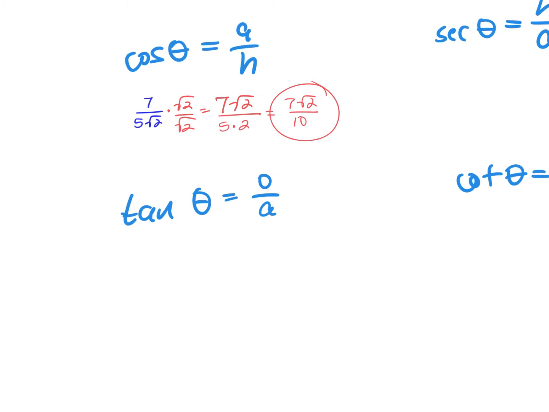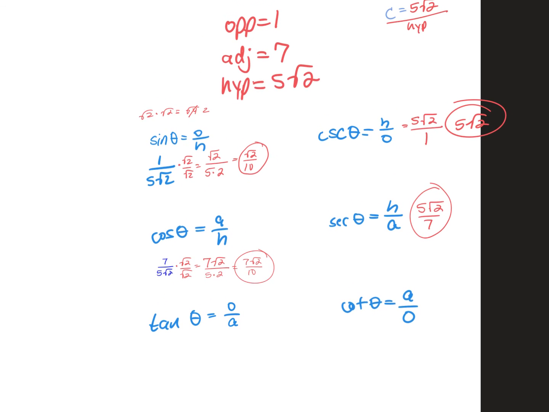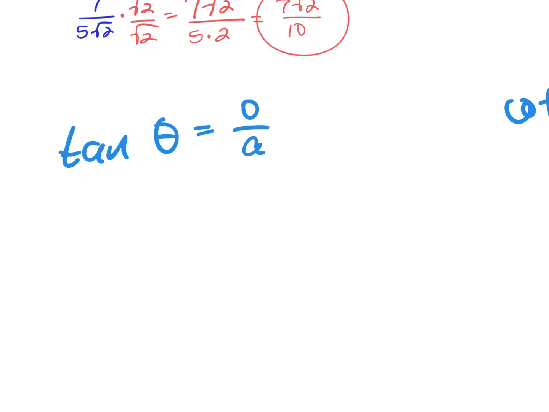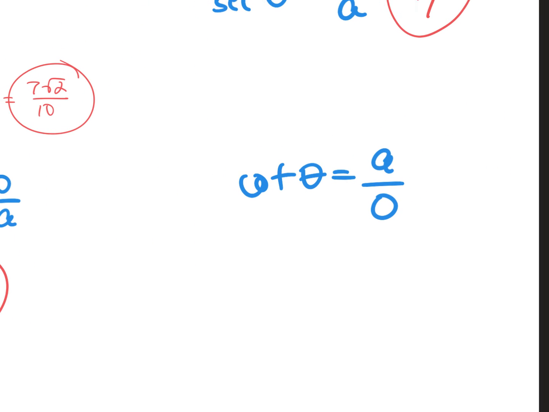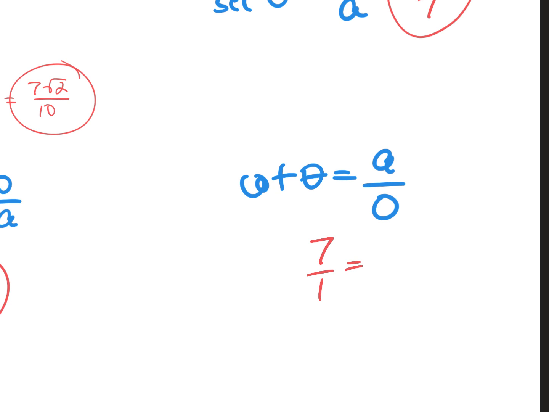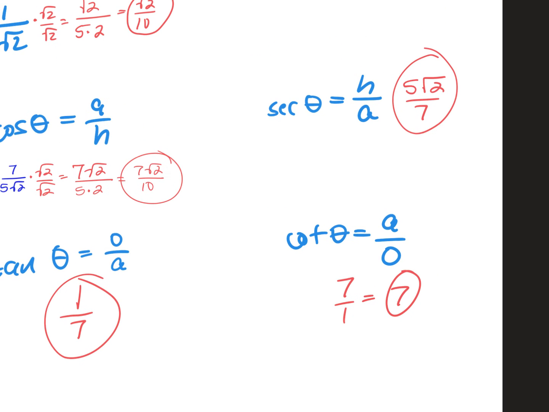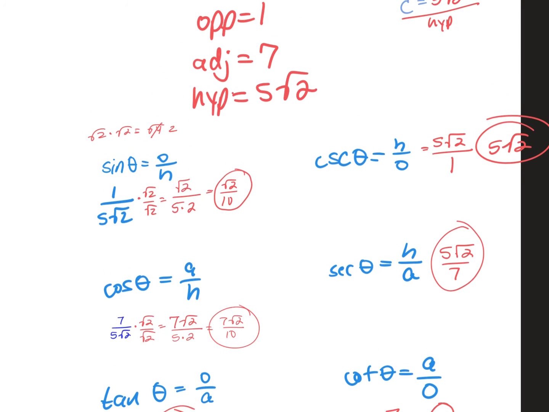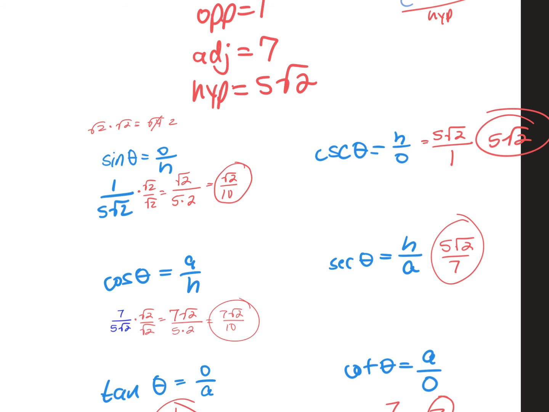Last two. Tangent, opposite over adjacent. Opposite is 1, adjacent is 7. So I literally write 1 over 7. Anything else? No. And cotangent is 7 over 1, however you want to write it. But remember, that's what they gave us at the very beginning. How do we feel? This is not horrible.